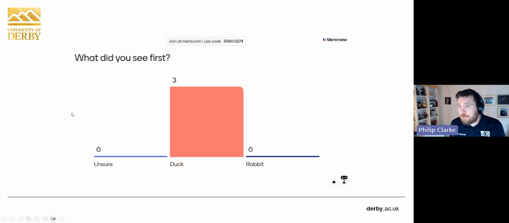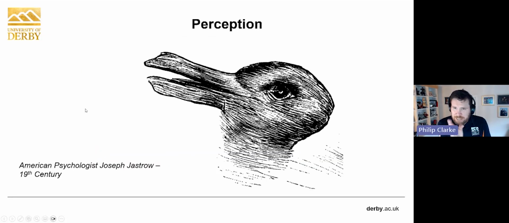Now, for some of you, this might be the first time that you've seen the duck, then seen the rabbit. I'm going to scroll back just so you can see it. Now, what you'll see there is you can see the duck, but do you see the rabbit? Can you see the alternate perspective?